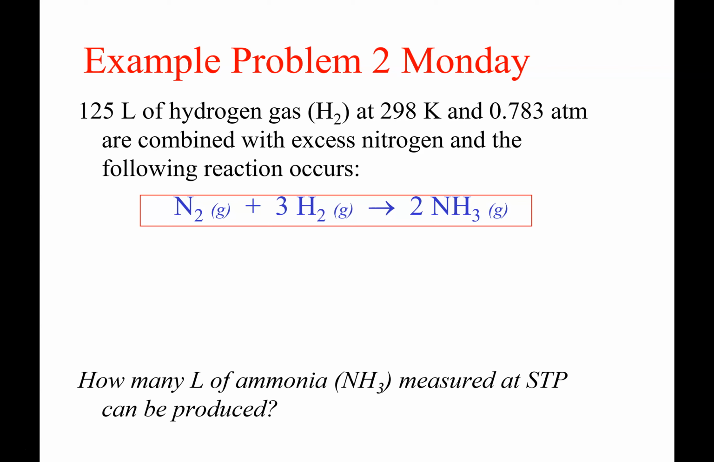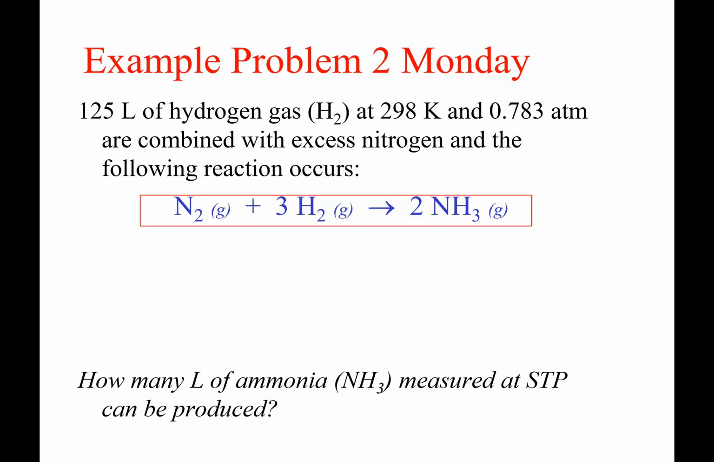Ammonia, it says it's at STP, of course, that stands for standard temperature and pressure. Standard temperature is 273.15 Kelvin. Standard pressure is 1 atmosphere. So, of course, we don't know the number of moles here. But what you're going to see on the next few slides is something we did in stoichiometric calculations.